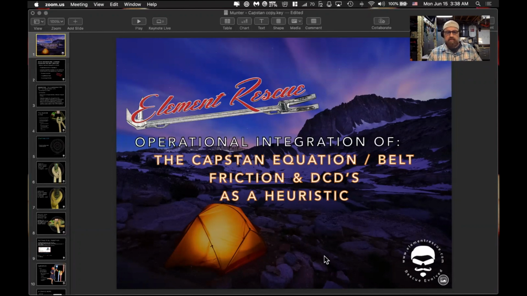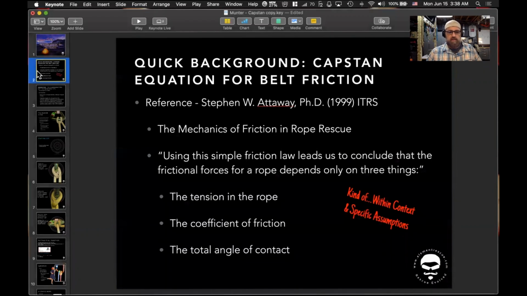So tonight we're going to revisit this subject again, go into a little bit more depth, and talk about different ways that you can include this into your repertoire. Just starting off, as a quick background, we reference a bunch of Stephen Attaway's stuff in here. Unfortunately, Stephen passed away a couple of years ago, but he added a whole bunch of incredible stuff in that Albuquerque area and into the vertical world as a whole on different ways of looking at some of the more advanced physics of vertical rescue and access.